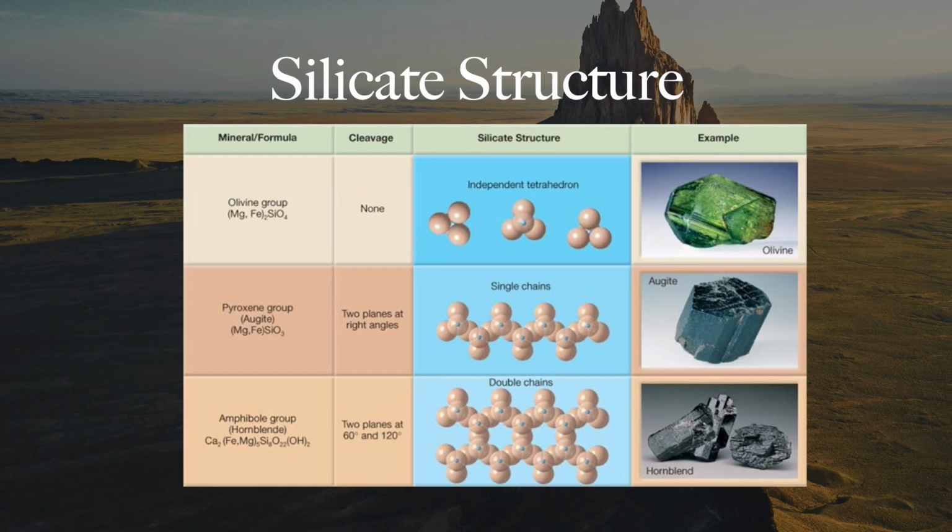Then we have our pyroxene group, where we have a single chain. All of our different tetrahedra are linked together in a chain. And then we have our amphibole group, which has this double chain, just two of those chains stacked onto one another.